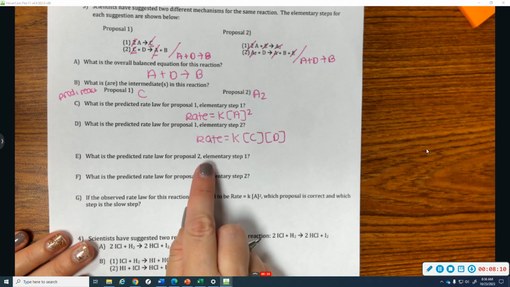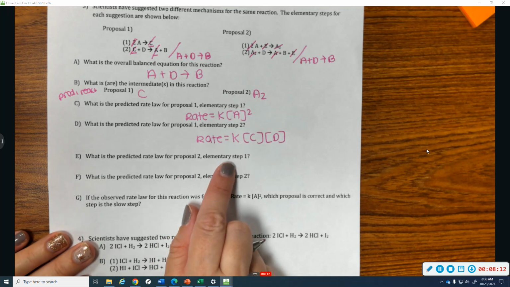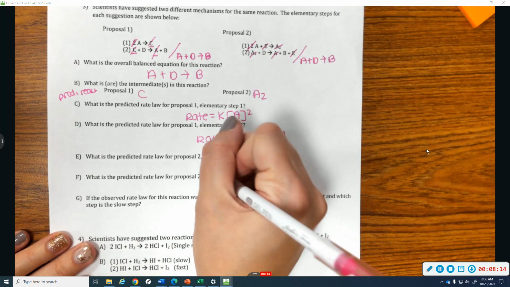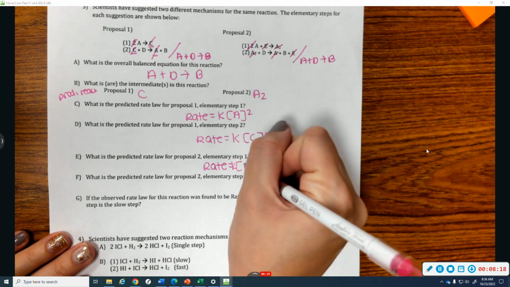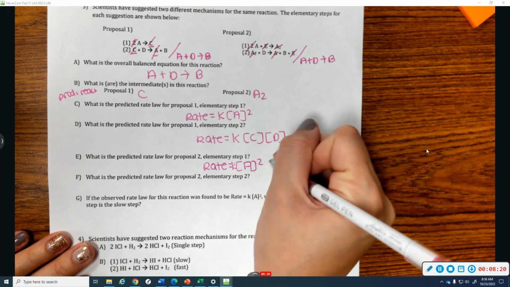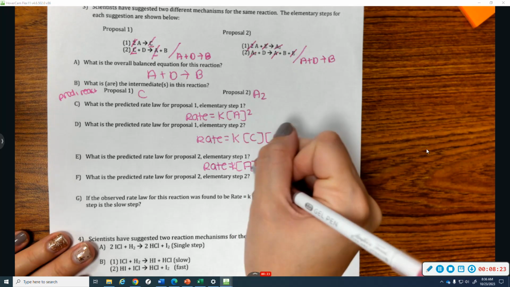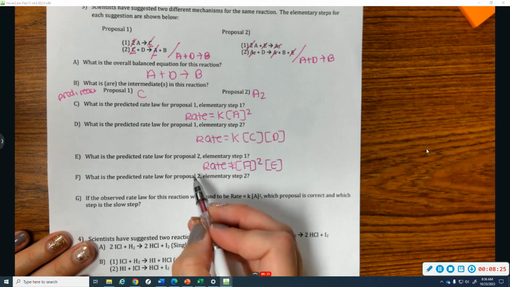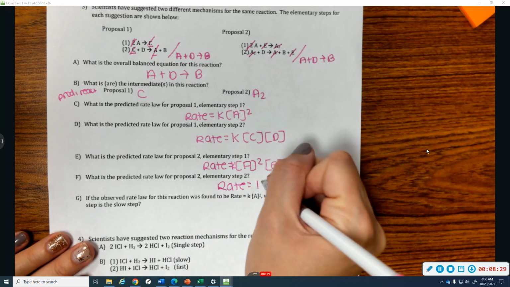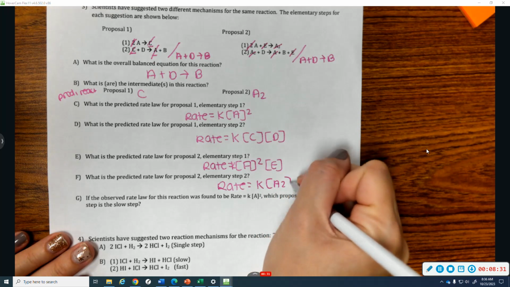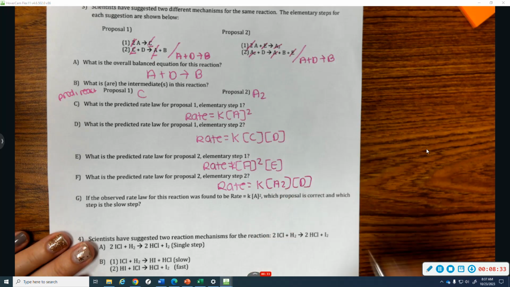What's the predicted rate law for proposal 2? Step 1. Looking at this, rate equals, again, it's just the stoichiometry. So K A squared times E. I'm squaring A because there are 2 of them. For proposal 2, step 2 would be rate equals K A2 D.